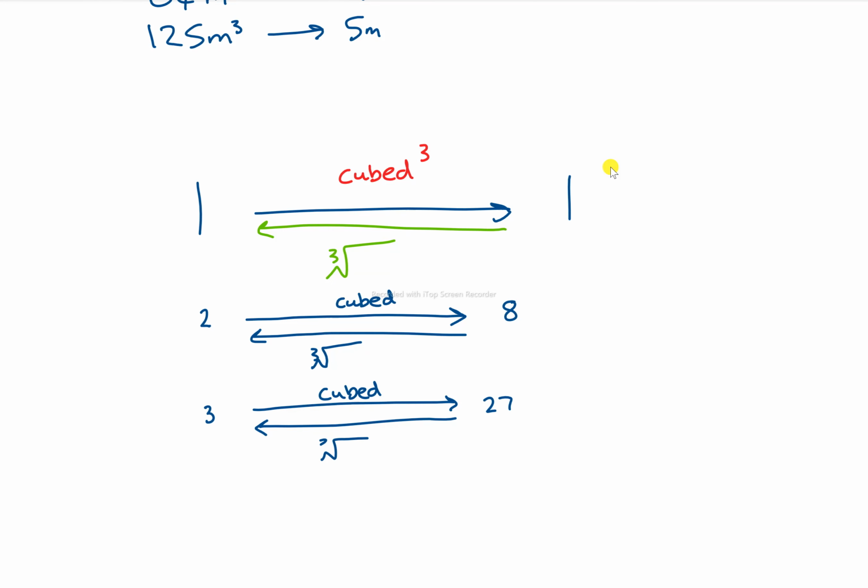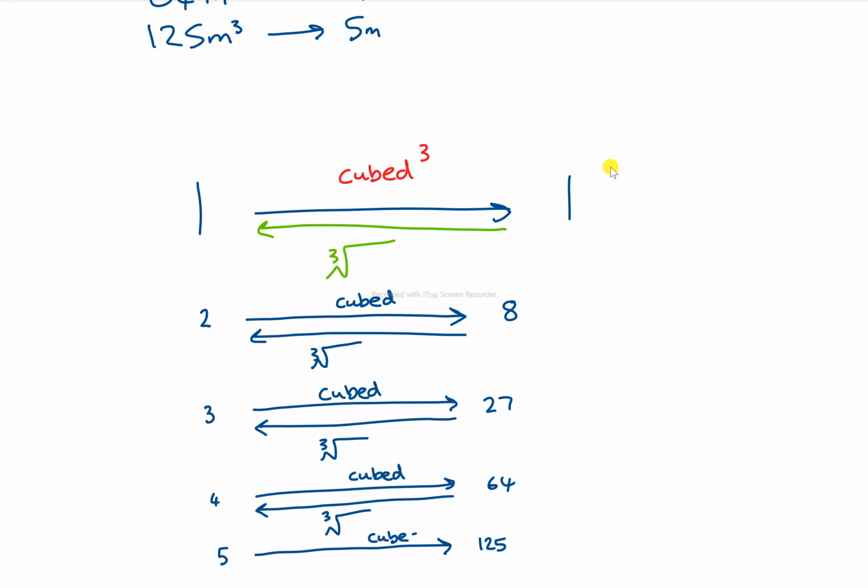I'm going to cube root it. What about 4? 4 cubed is 64. Cube root of 64 is 4. 5 cubed is 125. The inverse, the opposite, that is cube root of 125 is 5.